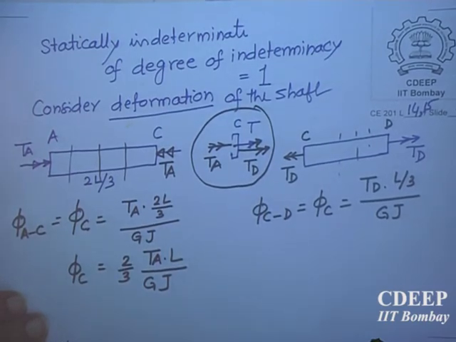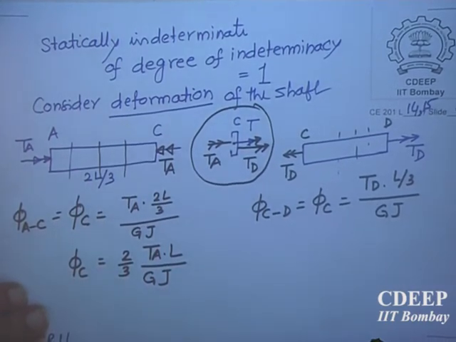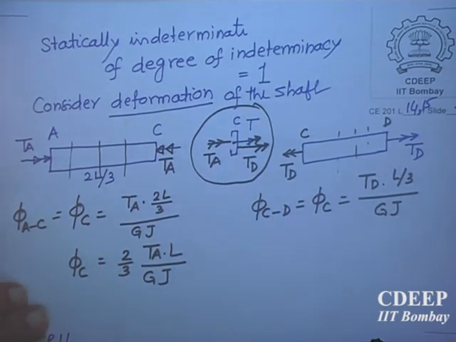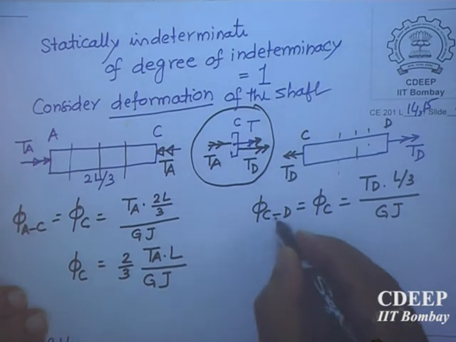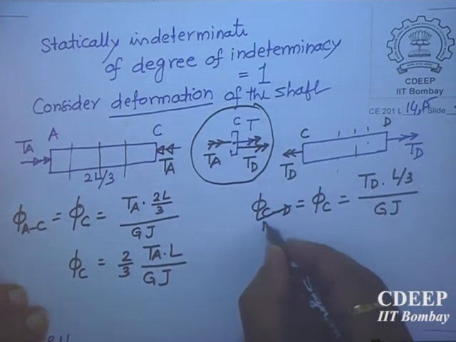Louder, I am not able to hear. DC. What is DC? Oh, okay. Okay, D to C.